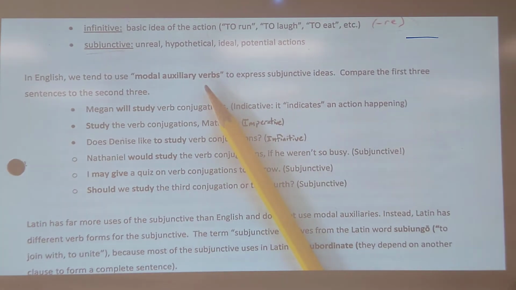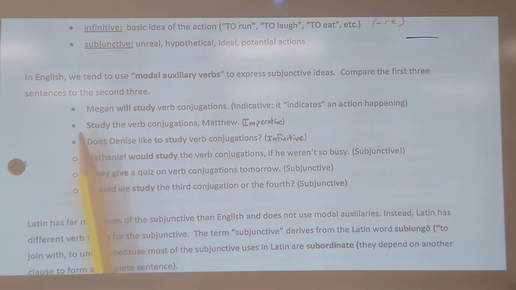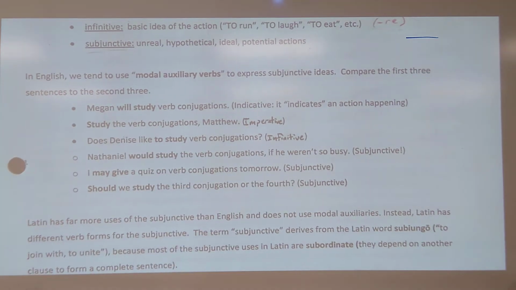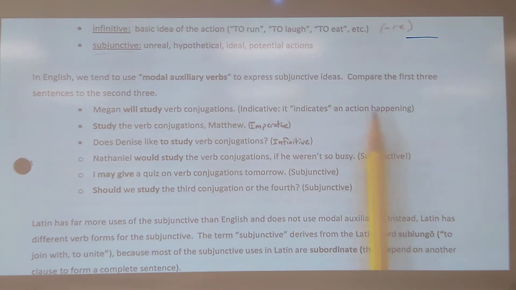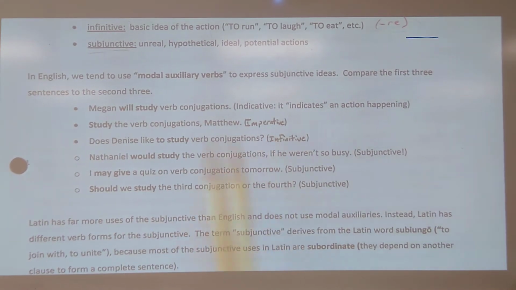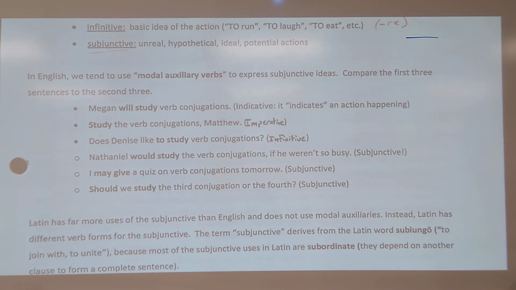Just really quick, to give you an idea, in English we have the subjunctive too, but we use what are called modal auxiliary verbs to express subjunctive ideas. I have a couple of sentences here. The first three are not the subjunctive, and the second three, the 4, 5, 6, are in the subjunctive. The first example: Megan will study verb conjugations. This is indicative because it indicates the happening of an action. Next one: study the verb conjugations, Matthew. This is the imperative, you're telling someone to do it. The third one: does Denise like to study verb conjugations? That's the infinitive. To verb or not to verb, that is the infinitive.